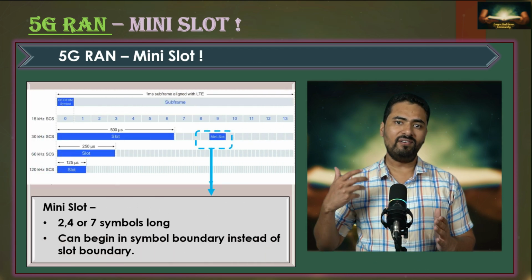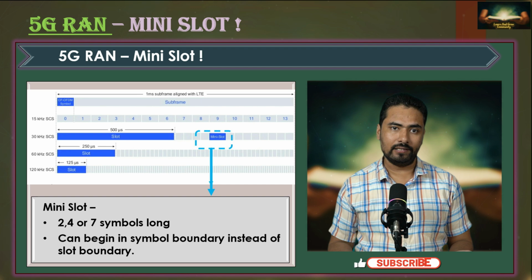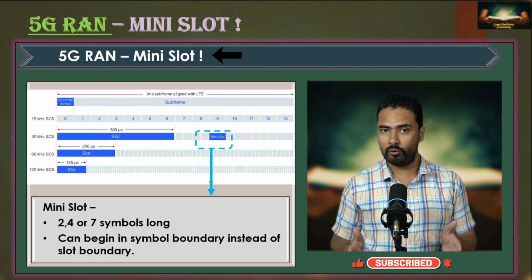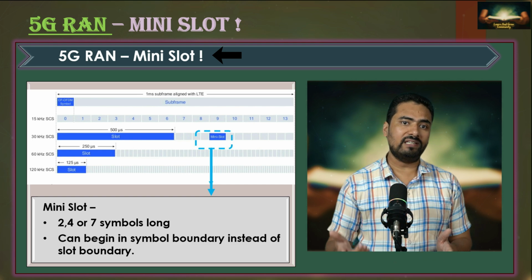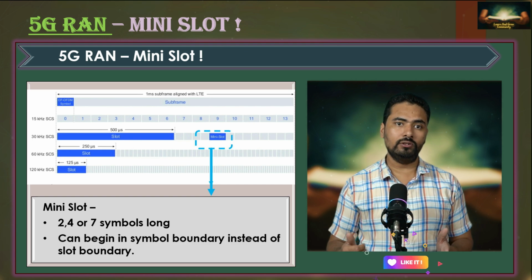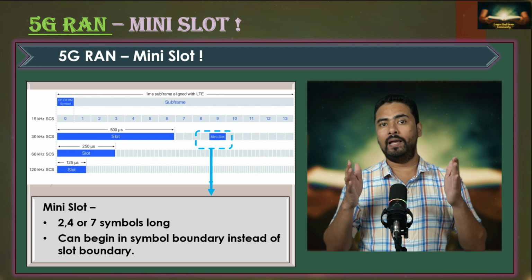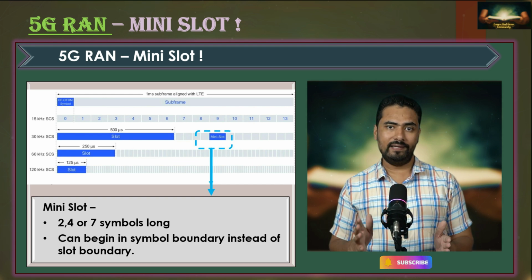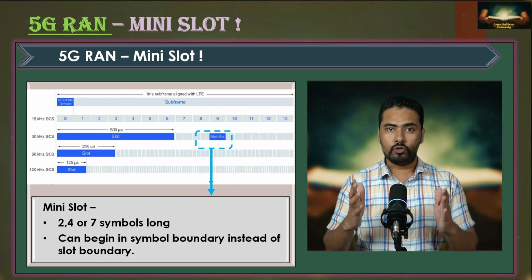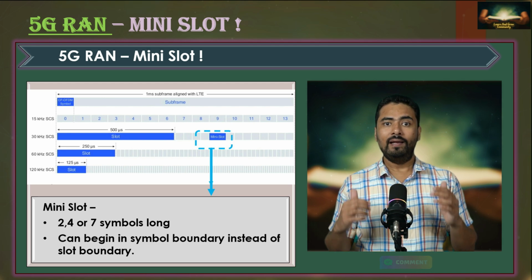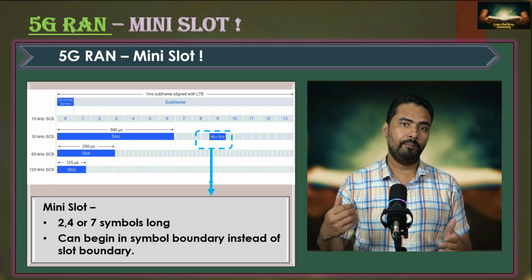Apart from the self-contained slot and flexible subcarrier spacing, 5G NR also introduced another concept called the mini slot, which provides even more flexibility in data transmission. A mini slot is just a shortened version of a regular slot. This is introduced to further reduce the latency by allowing quicker data transmissions. In NR, a mini slot can start at any symbol boundary. So there is no need to wait for the next slot boundary to schedule any data. That is why it reduces the delay.